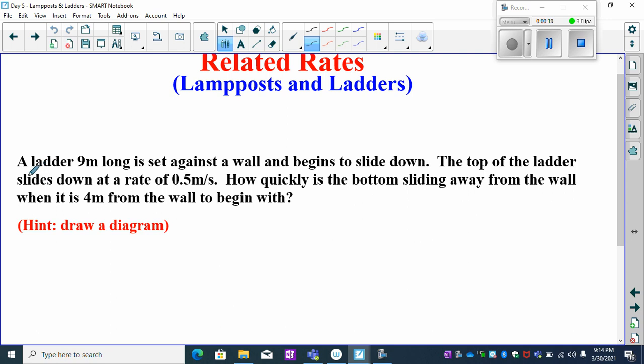The first one here says a ladder 9 meters long is set against the wall and begins to slide down. The top of the ladder is sliding down at a rate of 0.5 meters per second. They want to know how quickly the bottom is sliding away from the wall when it is 4 meters from the wall to begin with.